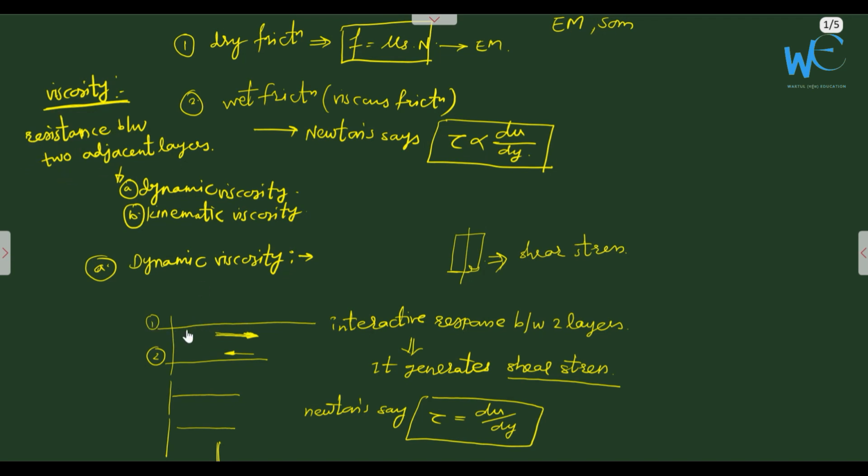So here I have already drawn two adjacent layers. There is an interactive response between the two layers. So it generates shear stress. Remember, the upper of these two adjacent layers has more velocity than its lower layer. Okay. So in the interactive response between two layers, there is some resistance, some exertion, and it generates shear stress. So what Newton says is, shear stress is directly proportional to du by dy.